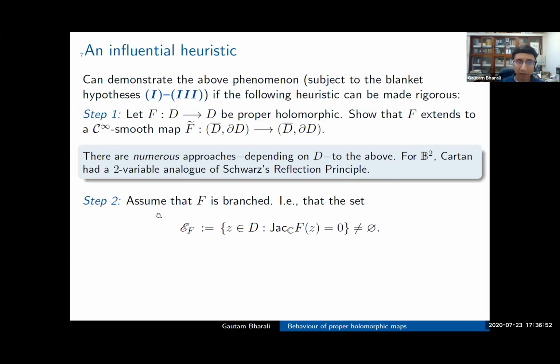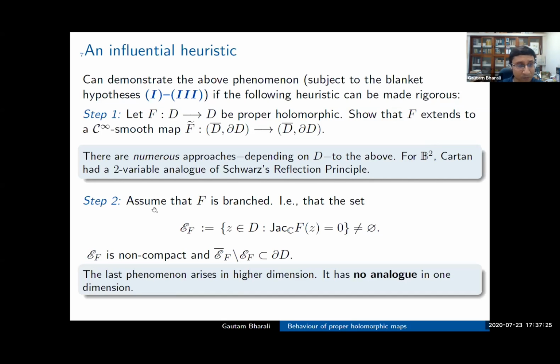Step two. This is not something that you need to prove. Well, what I'm about to say requires a proof, but this is really soft. This is an easy statement. Assume that F is branched, by which I mean that the complex Jacobian of F vanishes somewhere. That's precisely what I said. I'm going to call the set of all points where the complex Jacobian vanishes E sub F. Assume that the set is non-empty.